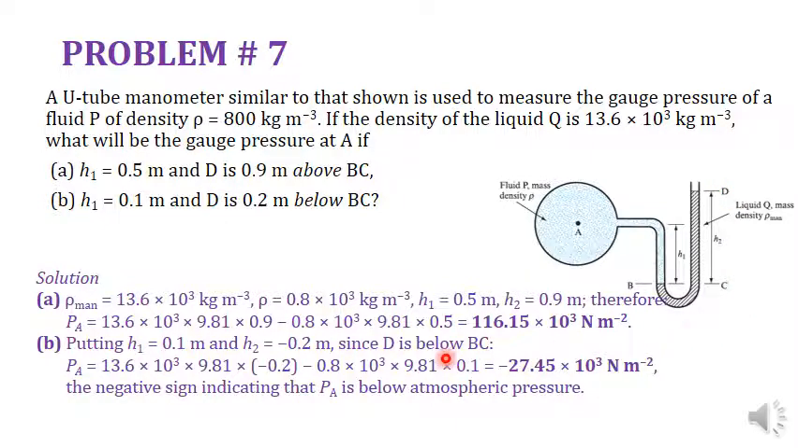If this is the particular case, then you are getting your h value in minus. So minus 0.2 you need to input over here. The rest will remain the same, and you are getting your answer in negative. This negative is going to show you that obviously it will be below the atmospheric pressure, and you're getting a vacuum, I mean negative pressure, for this particular fluid filled over here.